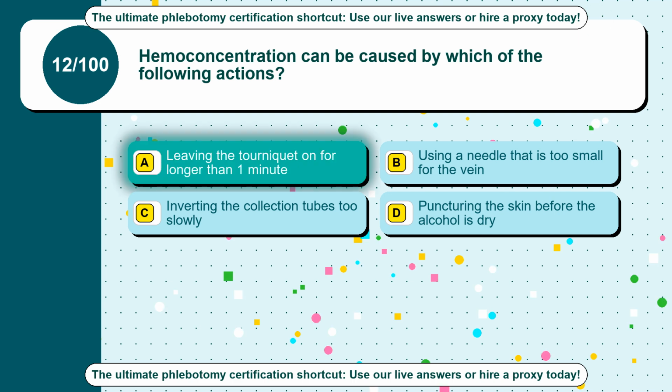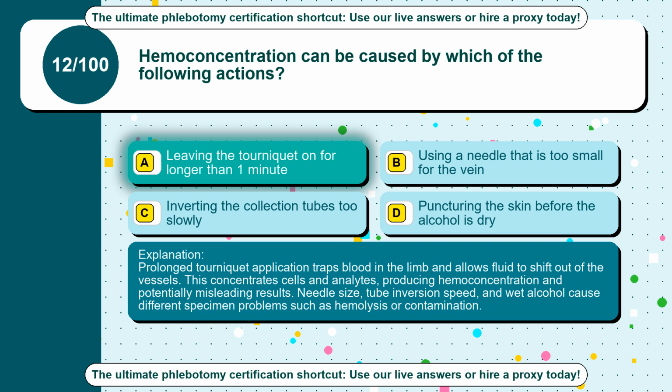The correct answer is option A, leaving the tourniquet on for longer than 1 minute. Prolonged tourniquet application traps blood in the limb and allows fluid to shift out of the vessels. This concentrates cells and analytes, producing hemoconcentration and potentially misleading results. Needle size, tube inversion speed, and wet alcohol cause different specimen problems such as hemolysis or contamination.